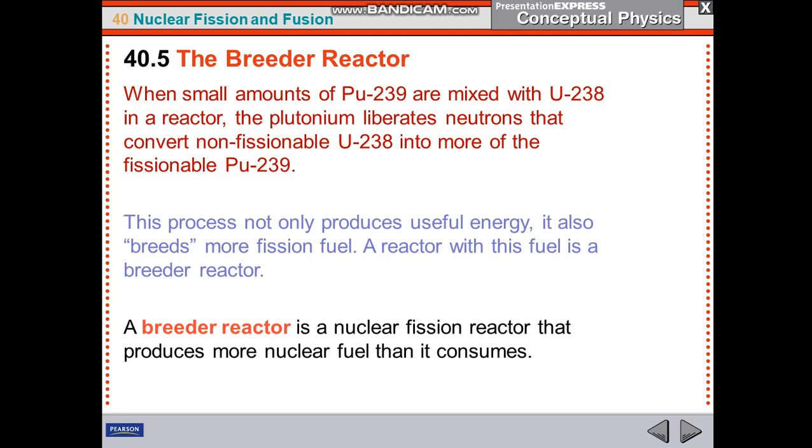Uranium 238 is converted to plutonium 239 using a small amount of plutonium 239. So a large amount of uranium 238 can be converted to fissionable plutonium 239. So a breeder reactor is a nuclear fission reactor that produces more nuclear fuel than it consumes.